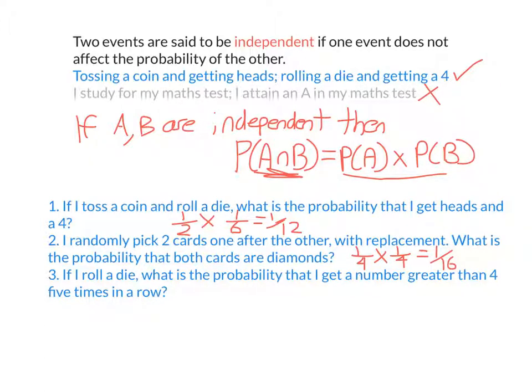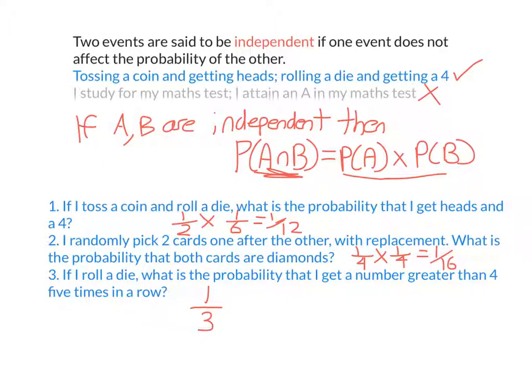All right, for the last one. If I roll a die, what's the probability I get a number greater than 4, 5 times in a row? If I roll a die, the probability I get a number greater than 4 is 2 over 6 or 1 over 3.